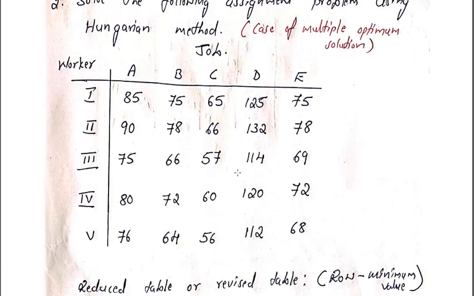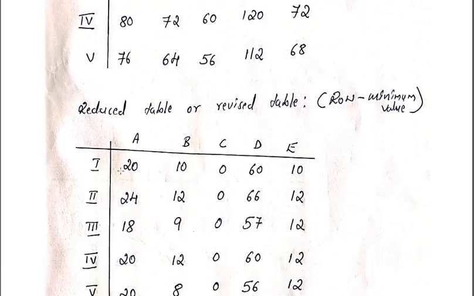Initially, as we had discussed in the Hungarian method for the assignment problem, we select the minimum value in each row and subtract that element from all other elements. Then we get a 0 in each row. In such a way we reduce the table. Let us find the reduced table. Here we have 85, 75, 65, 125 and 75 in the first row, and the smallest value in that row is 65. So I subtract 65 from all the values in that row. Here 85 minus 65 is 20, 75 minus 65 is 10, 65 minus 65 is 0. So I have written that in the first row.